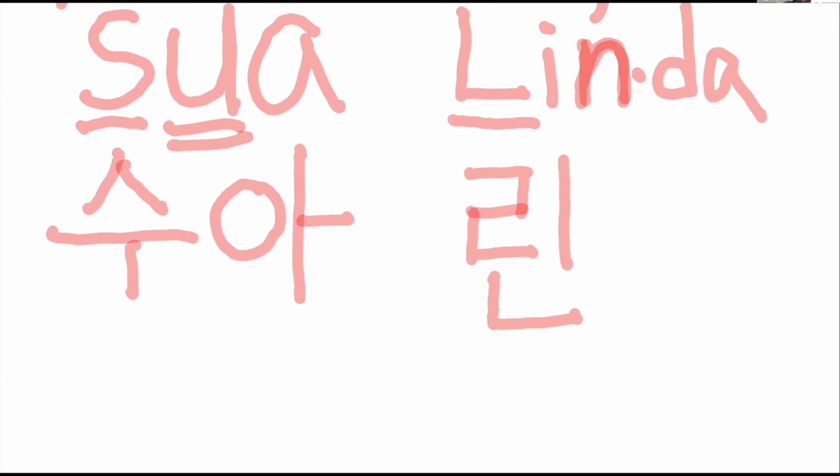Digeut, D, good. Initial consonant. And A is, this is A. So this is standing. So right side of the consonant. Place it on the right side of the consonant. So Linda, two syllables.